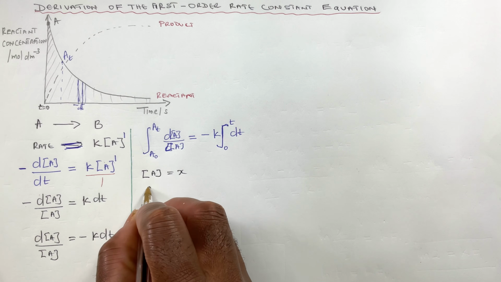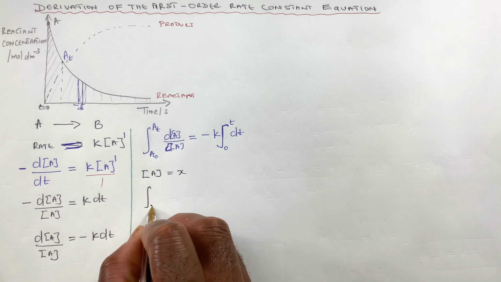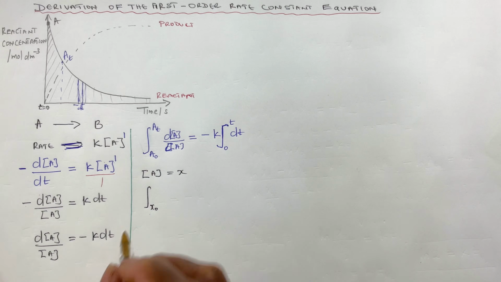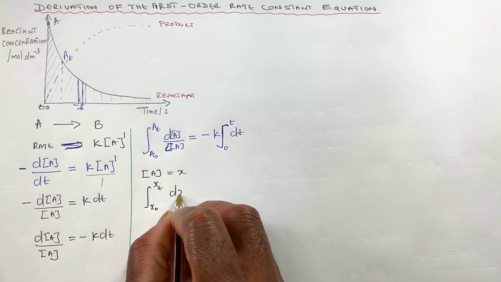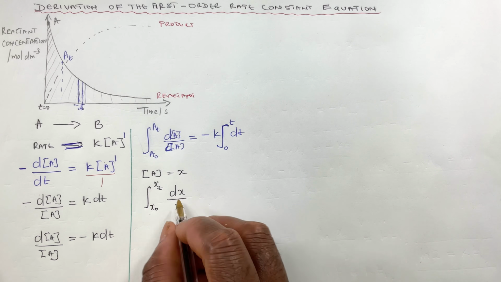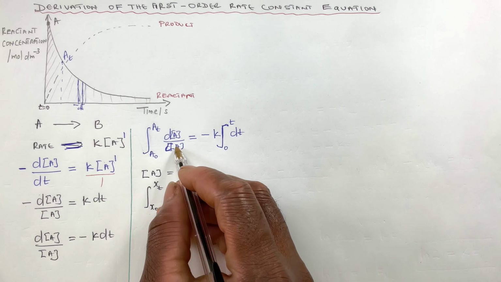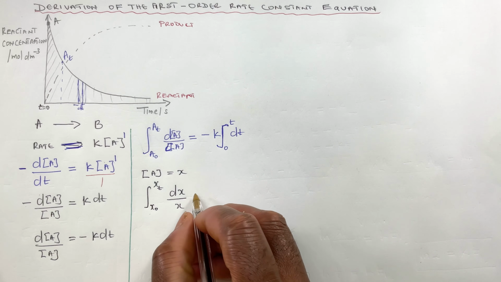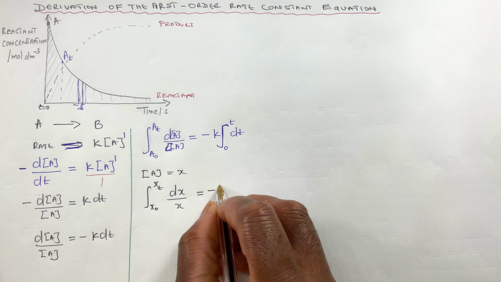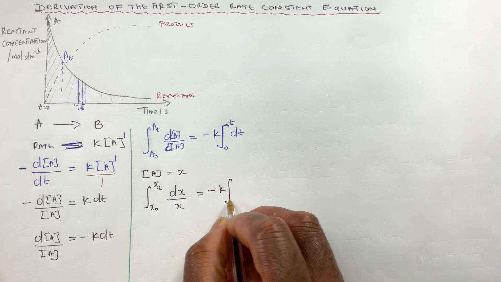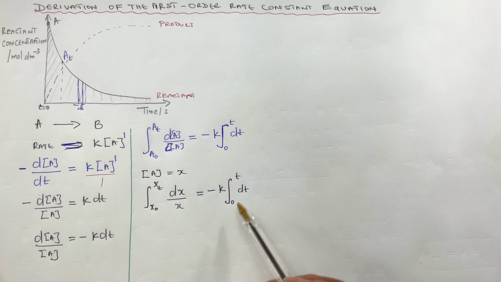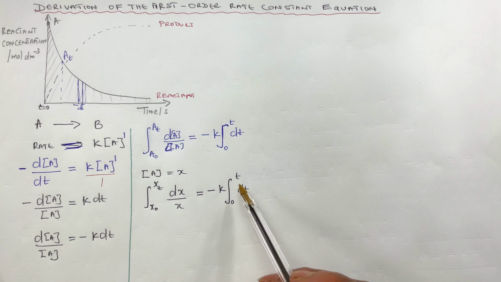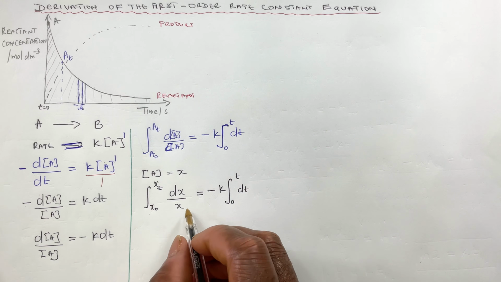So I can then do the integral from x naught to x at time t of dx over x, because the concentration of A is x. So just replace that, and that will be equal to minus k times the integral from 0 to t of dt. So as you can see, now it's easy to integrate this. But let's define a few definitions.